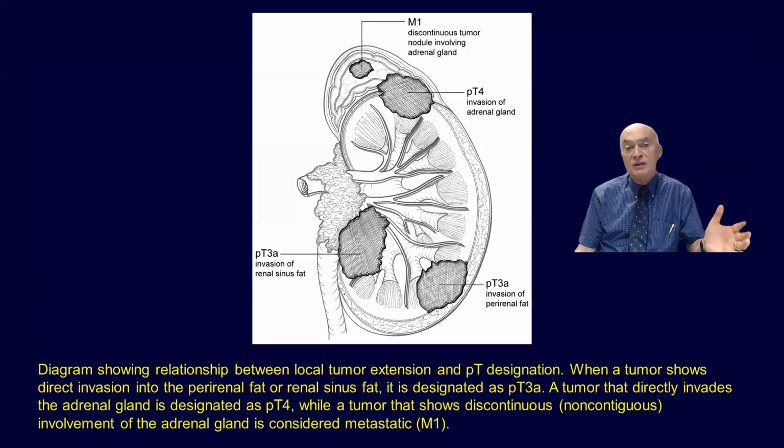One could be just by extension from the parenchyma into the gland, or it could be a discontinuous tumor that is not connected to the main tumor, and it can be considered as a metastasis into the adrenal gland.